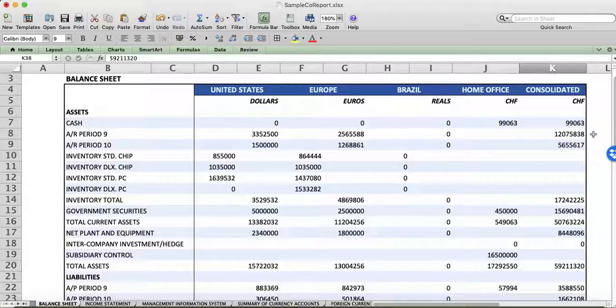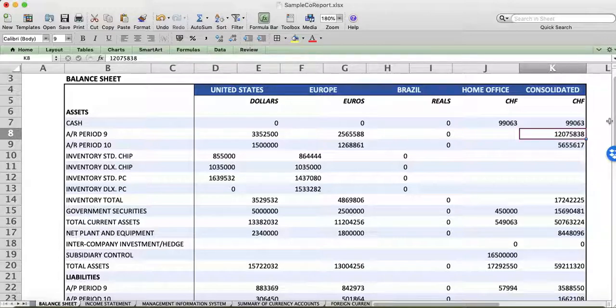But in a nutshell, each and every line that is relevant to each of the areas and business units will be taken into account. For instance, the consolidated view of the cash is the sum of all cash kept in the different bank accounts of the company. In this case, there is only cash in the home office. Therefore, the consolidation is just the number of Swiss francs identified in the bank account of the company.